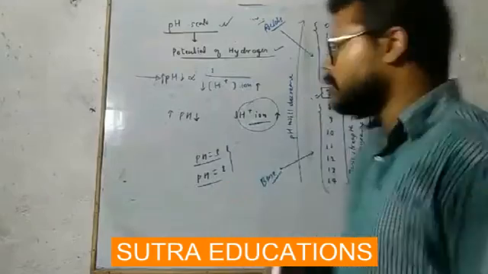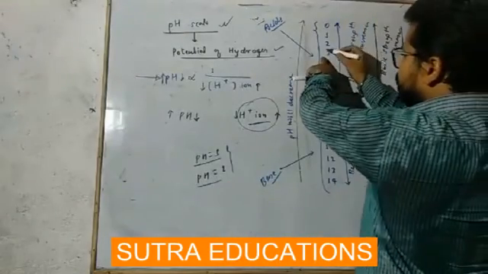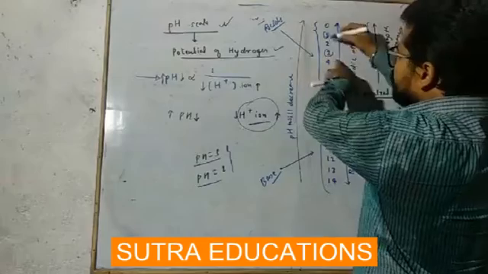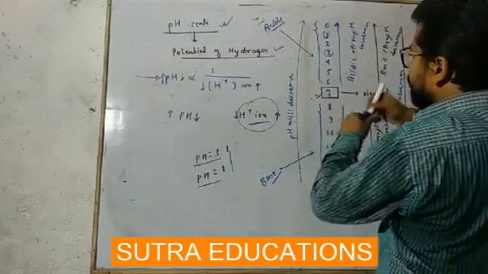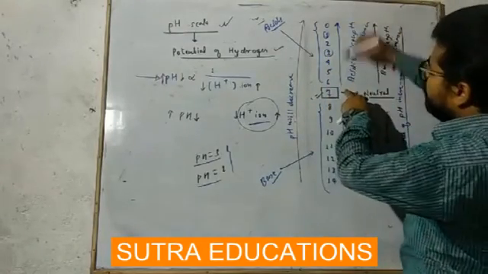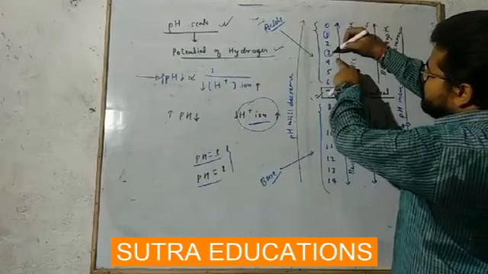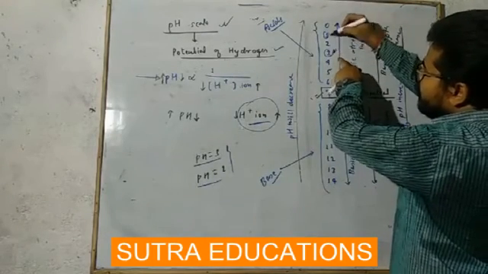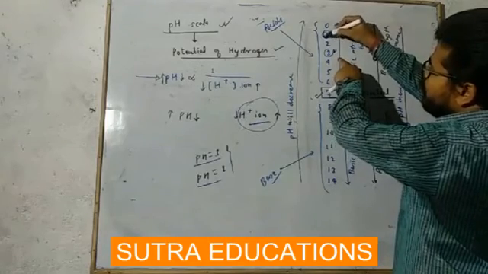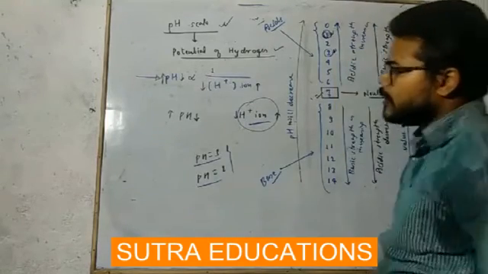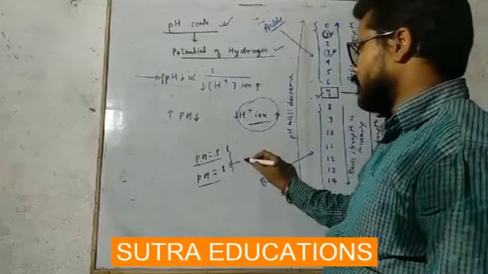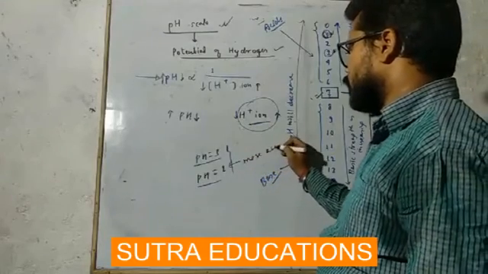I told you this is 3, this is 1. Means we are going from 3 to 1 in this direction, and in this direction acidic strength increases. So the acid having pH 1 will be more acidic.